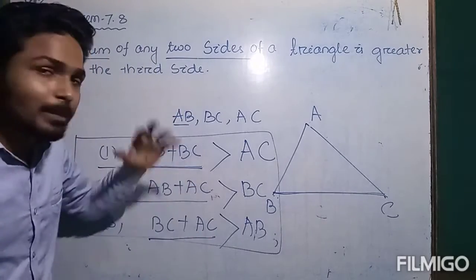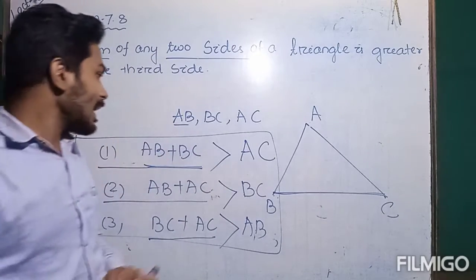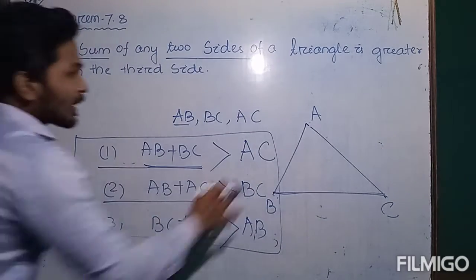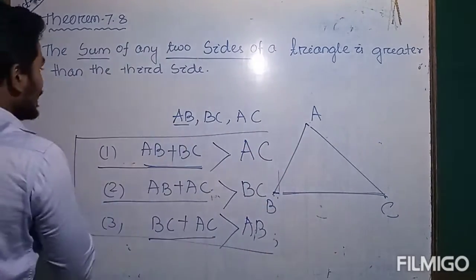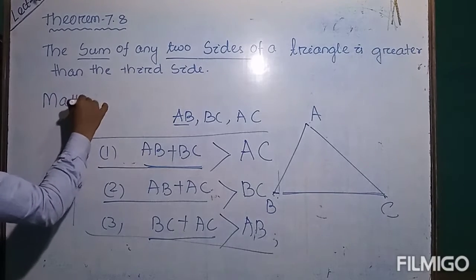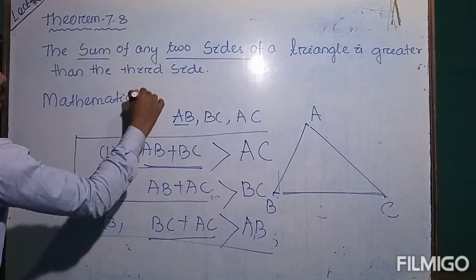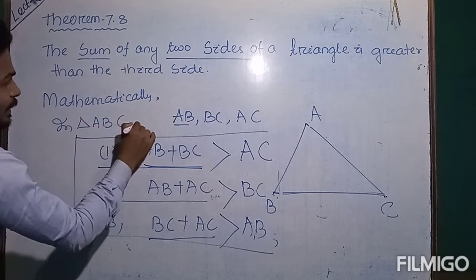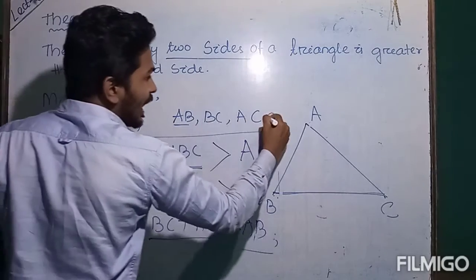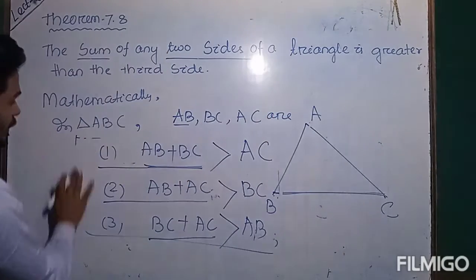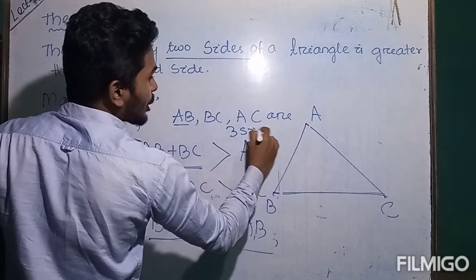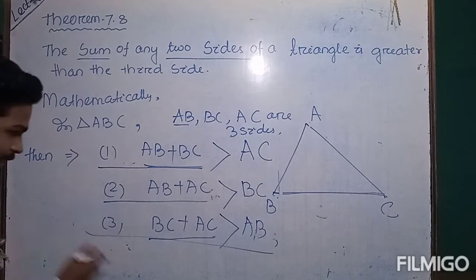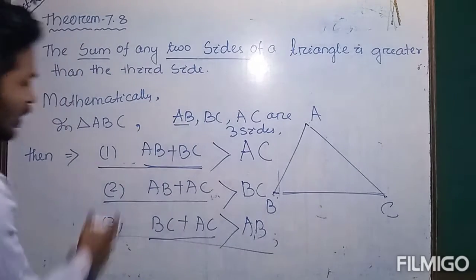Now we will understand it mathematically and clarify our idea. If you want, you can write it mathematically. In triangle ABC, AB, BC and AC are the three sides. Then these three conditions hold. You can note it down or take a screenshot of it.